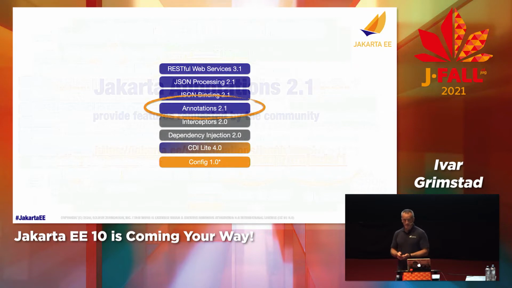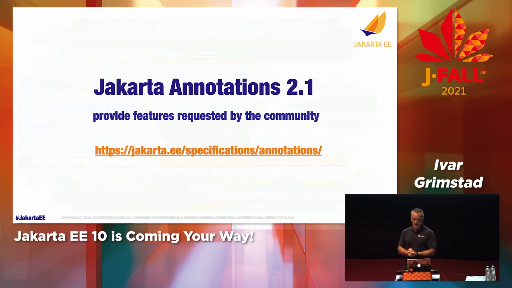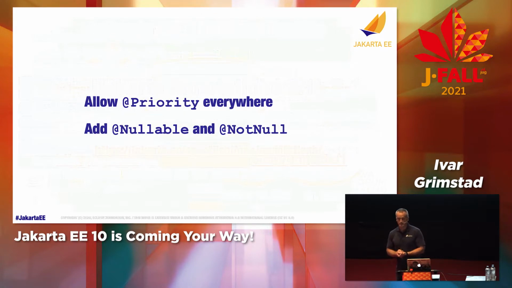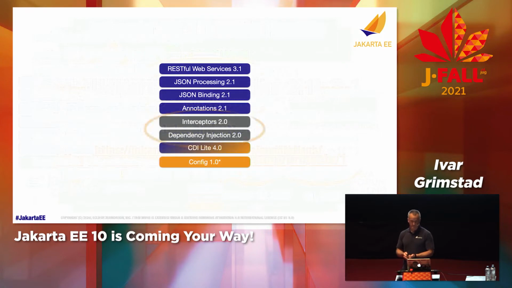Jakarta Annotations are doing a release that is kind of requested by the community, but it's basically requested by CDI Lite. So there are things that CDI Lite needs that Annotations are making a release for, and that is to allow @Priority to be used anywhere in the code, and also adding @Nullable and @NonNull. So it's something that CDI Lite needs in order to deliver. Interceptors and dependency injection are staying as they are, so we're not doing anything new there.